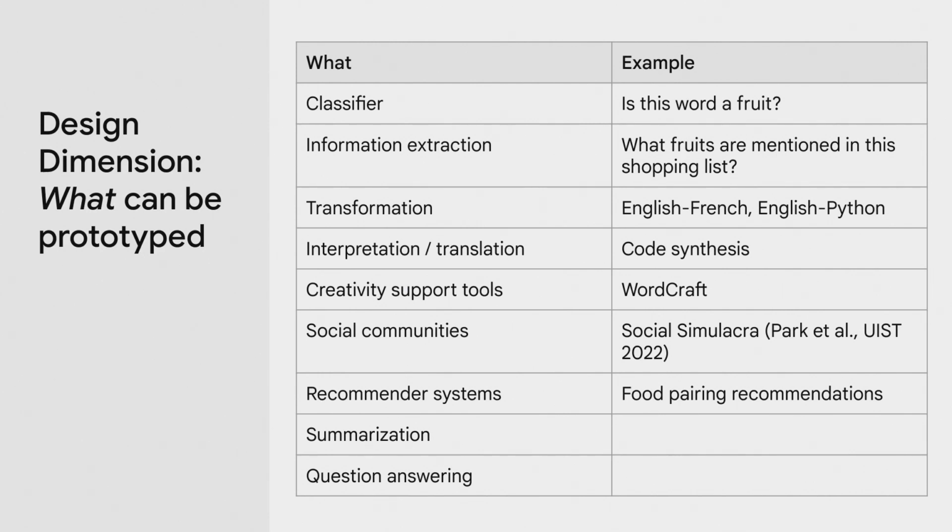So you can create a classifier, right? So you can ask, is this word a fruit? Or given this shopping list, which of these things are fruits, which of these things are vegetables.